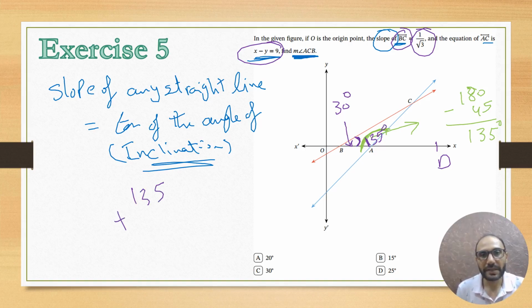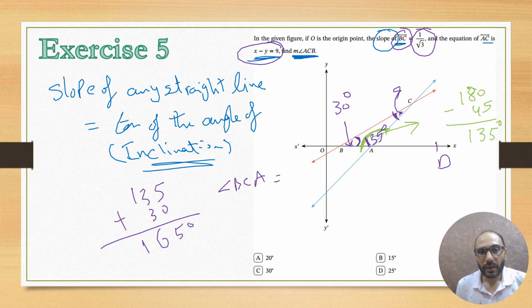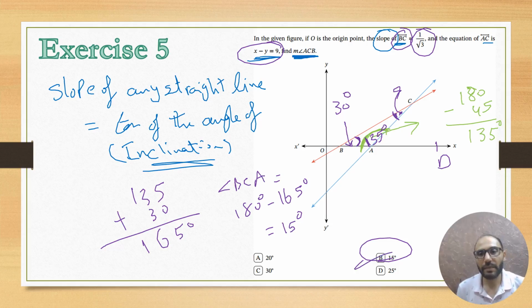Now in triangle ABC, you have two angles given, 135 plus 30 degrees. It will be together 165 degrees. And you know that the sum of measures of the interior angles of any triangle must be 180. That means the third angle here, which is angle BCA, equals 180 minus 165 degrees. It will be at last 15 degrees, which is choice B.